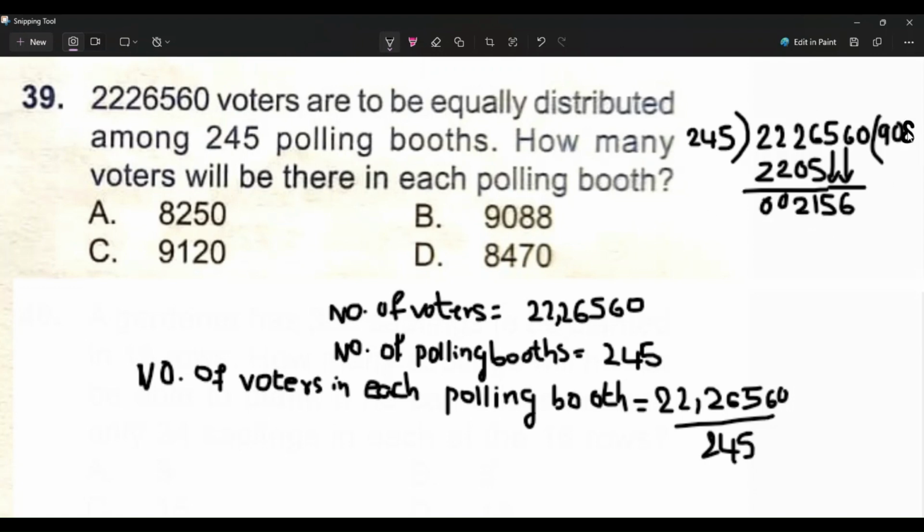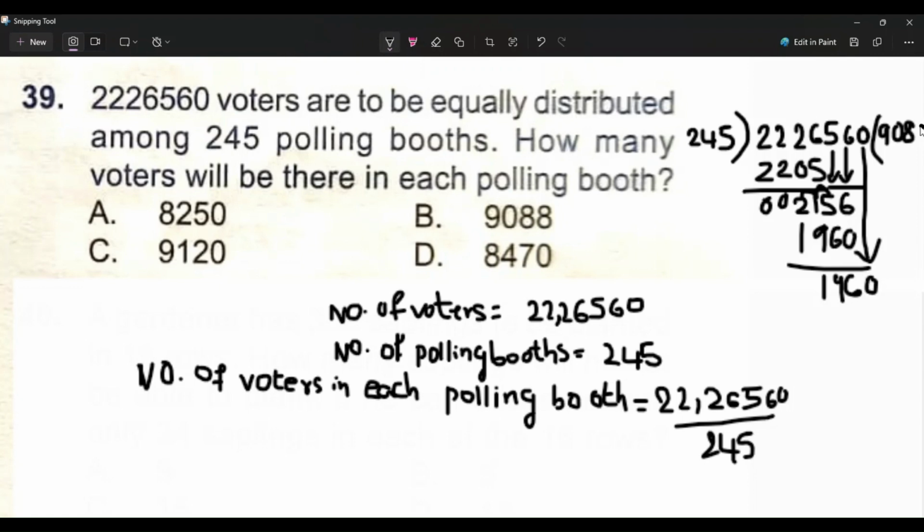So we get 2156. 245 8s are 1960. 6 minus 0 is 6. Take a borrow. 15 minus 6 is 9. It becomes 0. Take a borrow. So 10 minus 9 is 1. So take a 0 over here.